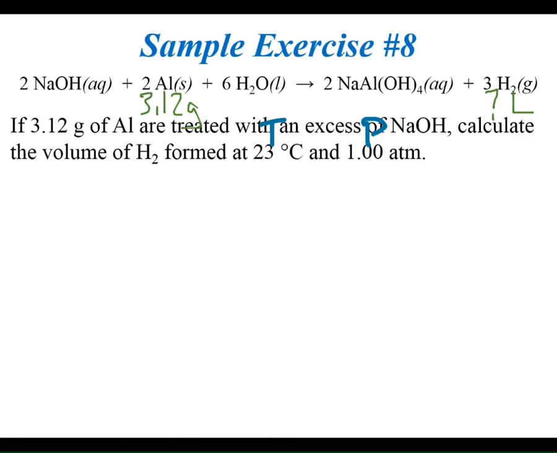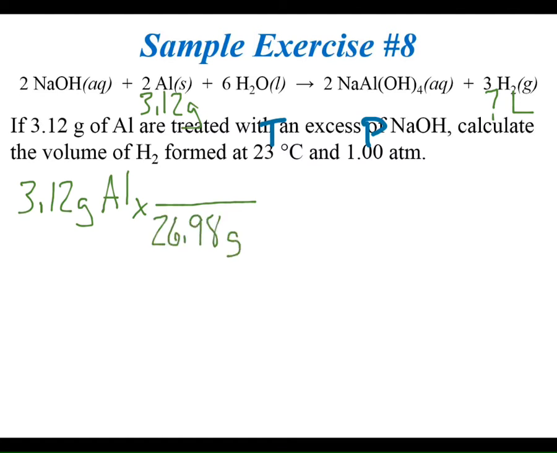So let's figure this out here. This is a throwback. If I had 3.12 grams of aluminum, what's the first thing you have to do with mass? Molar mass, yes. The only thing we can do with mass is molar mass. So grab your periodic table and look up aluminum. I think it's 26.98. Awesome. So that's 1 mole of aluminum.